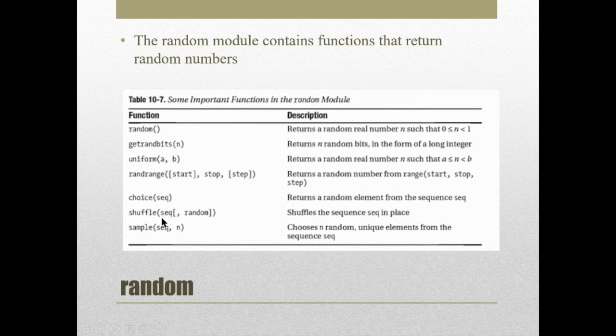And then shuffle: if you want to make a card game, you pass a sequence in and it'll randomly shuffle that sequence. And sample, rather than just choosing one item, it'll choose say 5 items. So if you want to make a card game, you could use that to pull the cards that you wanted from the deck.